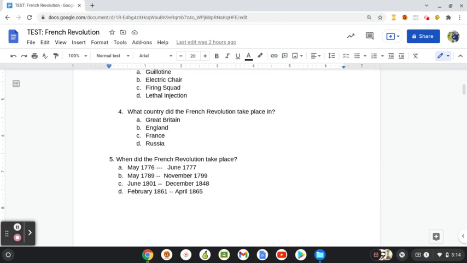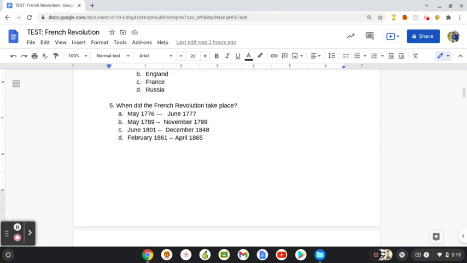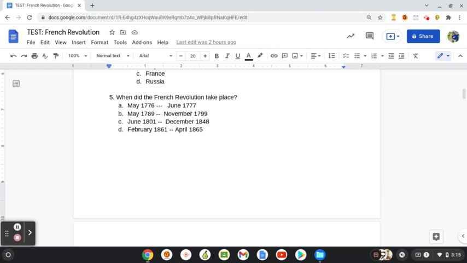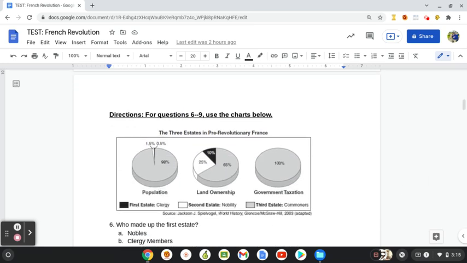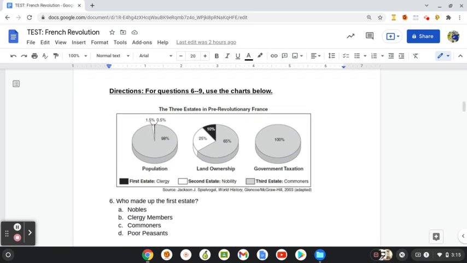Number 4, what country did the French Revolution take place in? Great Britain, England, France, Russia. Number 5, when did the French Revolution take place? May 1776 to June 1777, May 1789 to November 1799, June 1801 to December 1848, or February 1861 to April 1865. Number 6 through 9, use these charts that you can see right here below.